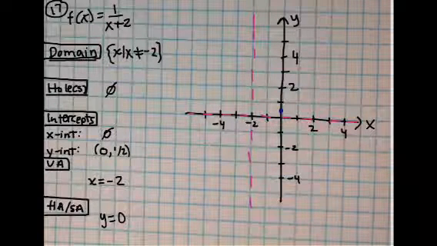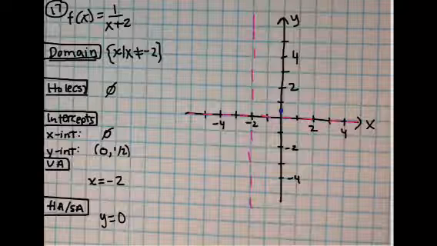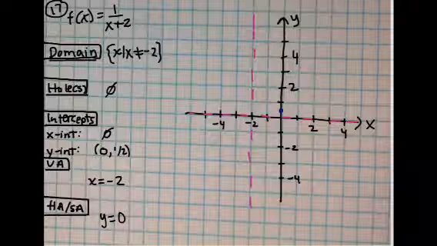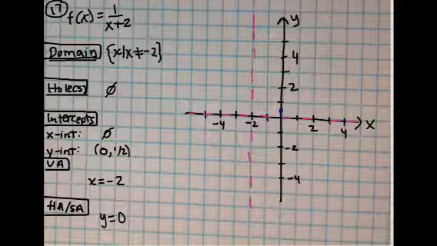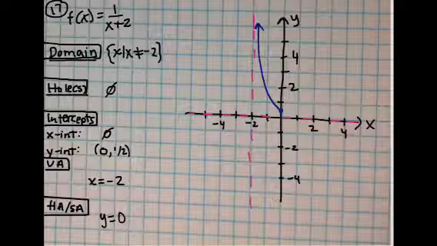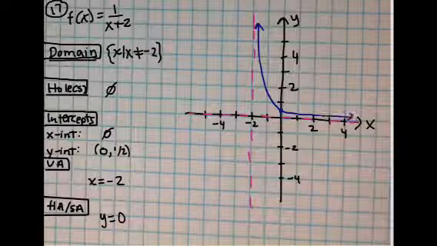Okay, and so on the right side, I already have a point at (0, 1/2). So that's all I need. And knowing that the graph goes towards the asymptotes, that's all I need to connect this way and draw this way. Okay.